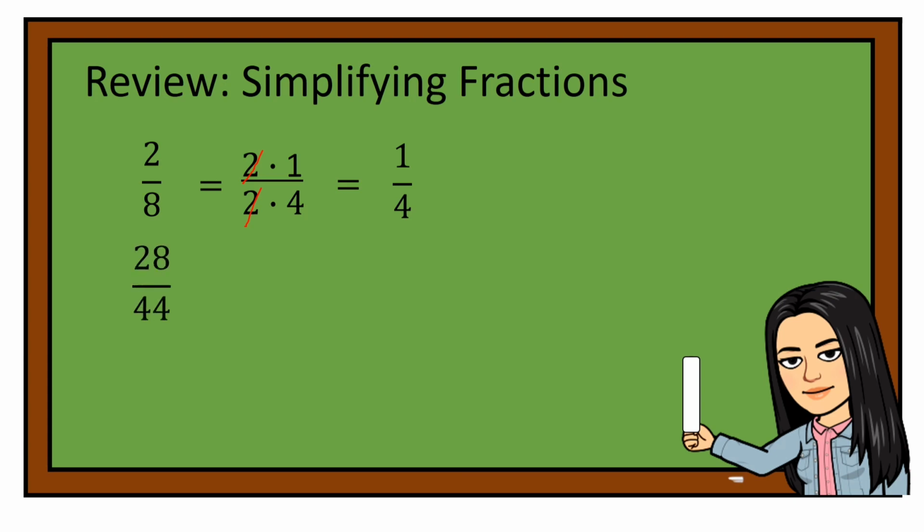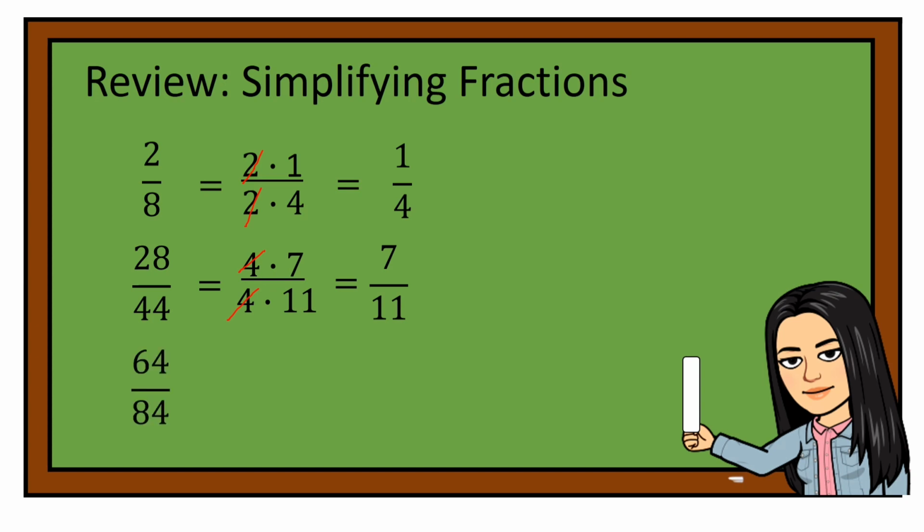Another example, 28 over 44. So that is equal to, the factors of 28 are 4 times 7. And the factors of 44 are 4 times 11. Next, cancel out the common factors in the numerator and denominator. So cancel out 4. That is equal to 7 over 11.